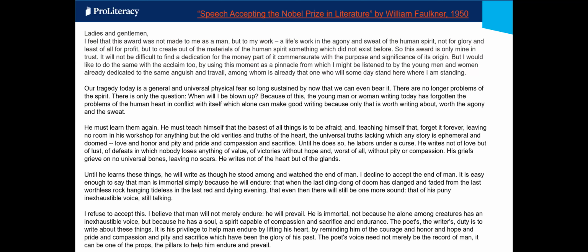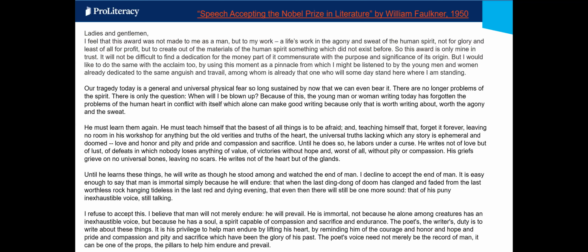All right, so I'm going to read this, and as I'm reading, I'm going to stop and show you how I would approach this. What would be my method? How do I do it when I'm on my own or when I'm working with students? So the first thing we want to do is that preview very quickly. Up at the top: Speech Accepting the Nobel Prize in Literature by William Faulkner, 1950.